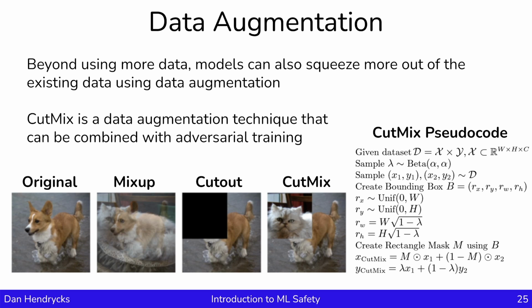So create a rectangle in the image, cut it out, and then swap it with a different example. In this case, there might be 30% of the image as a cat, and that would mean its label for this example should be 30% confidence of cat, 70% confidence dog. This simple data augmentation technique can help improve adversarial robustness.